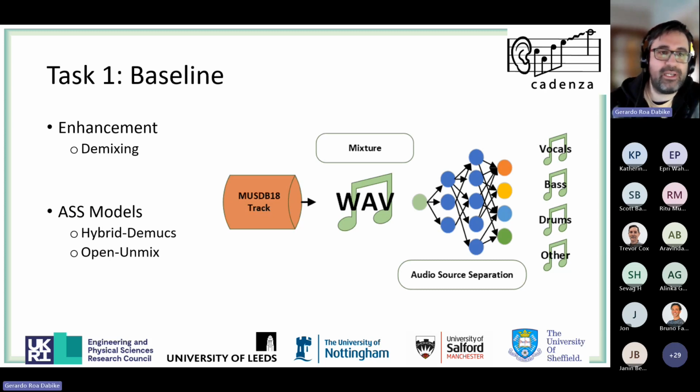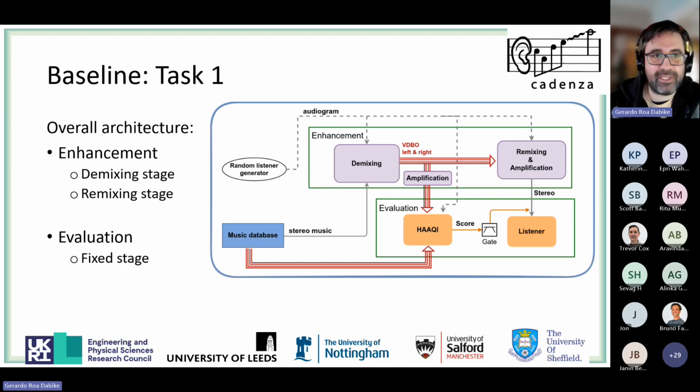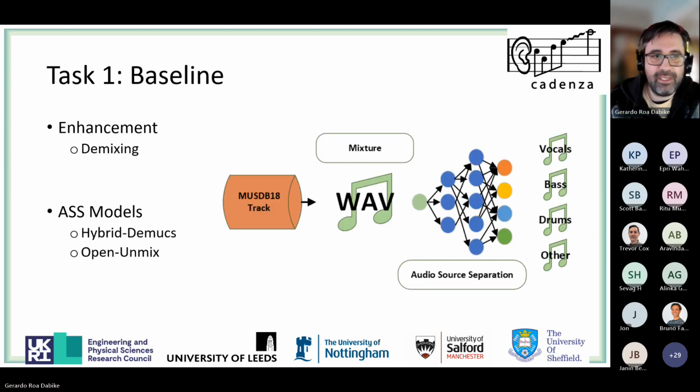So moving to the enhancement stage. As I said before, we have the mixing and a remixing stage. In the mixing, basically what you all did was take the WAV signal from the MUSDB18 dataset. We applied some audio source separation, like Demucs, Open-Unmix, Splitter, whatever. And we produced the 4 BDPO signals. In our case, as in the baseline, we applied the Hybrid Demucs, which was the baseline 1, and Open-Unmix, which was the baseline 2.